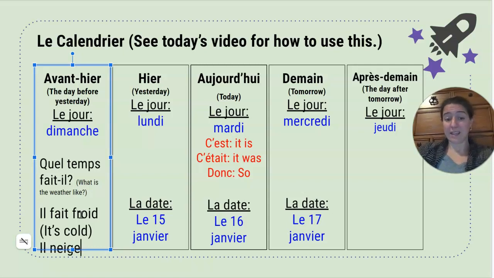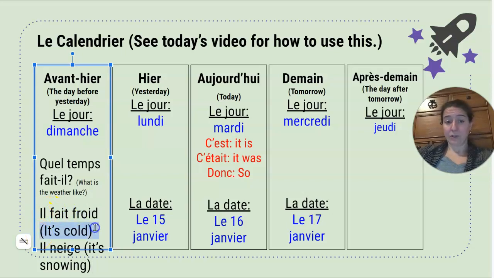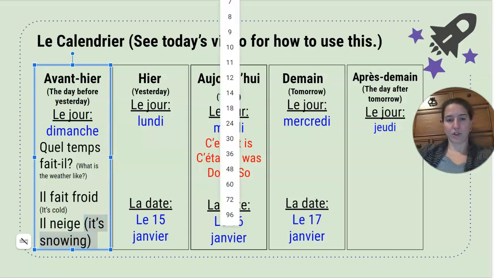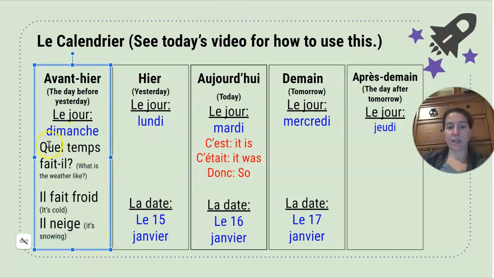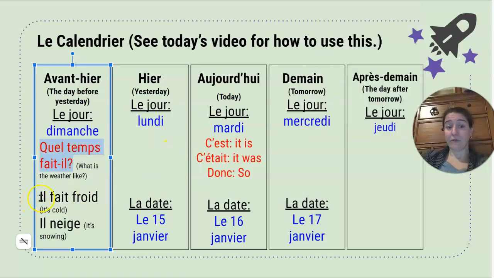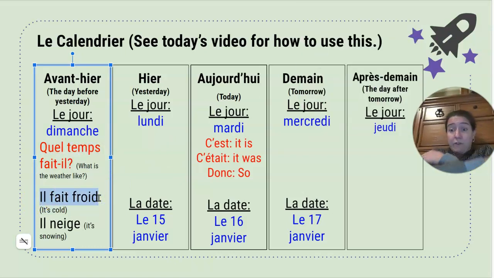Il neige. It's snowing. Try to make it so it all fits in here. Il fait froid et il neige. Quel temps fait-il? Il fait froid. Il fait froid.